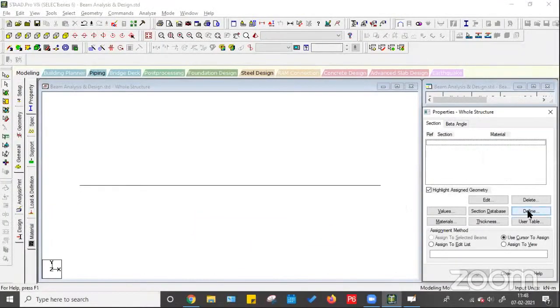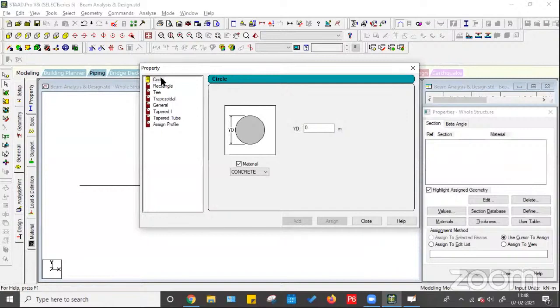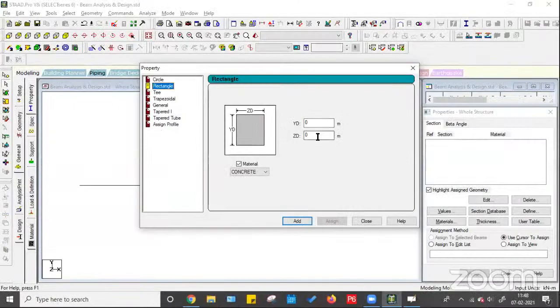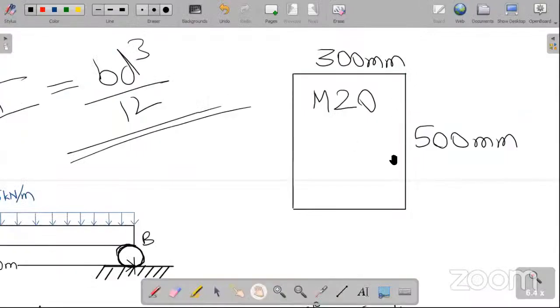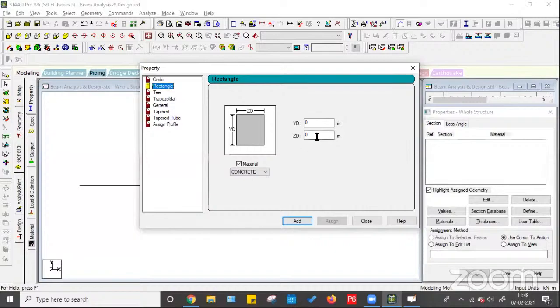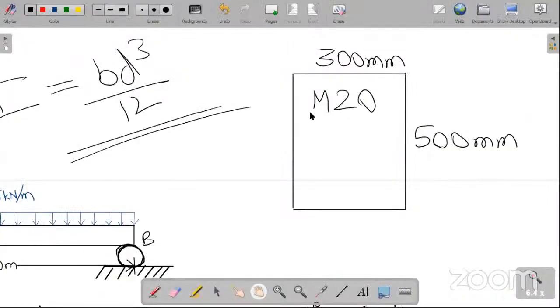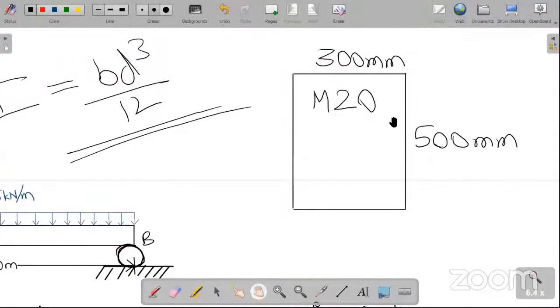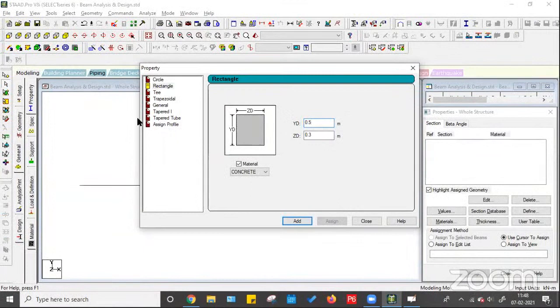So let me click on define, and here I'll choose a property: circle, rectangle, T, trapezoidal, any property you want. I want this rectangular property for this beam. ZD and YD. YD is the depth, ZD is the width. So depth is 500 mm, width is 300 mm. That means 0.3 meters, and YD is 500 mm, that means 0.5 meters. So 0.3, 0.5.